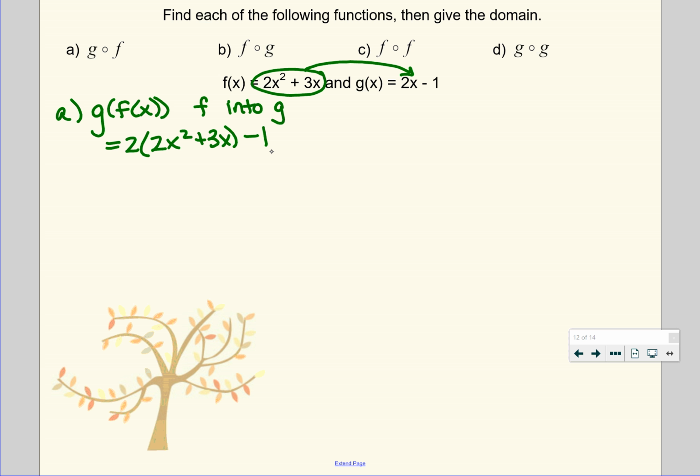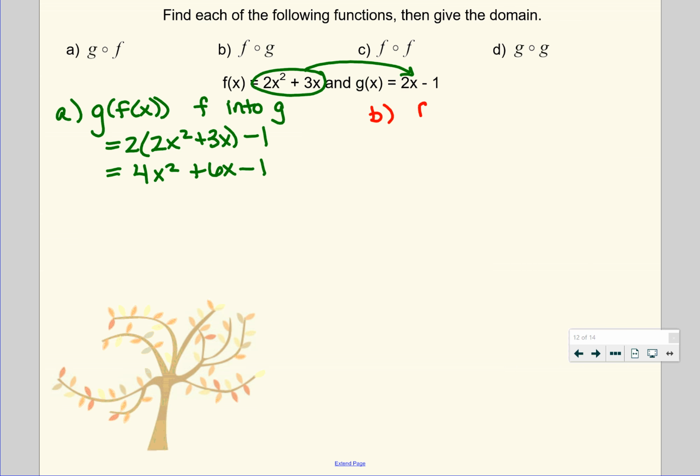And then we simplify. What can I do to simplify this? Just distribute, yep. 4x squared plus 6x minus 1, and your answer, just like yesterday, is going to be a new function. This is our new function, function g of f. We are not solving it, okay? Just expanding it as much as possible. Let's do the next one.